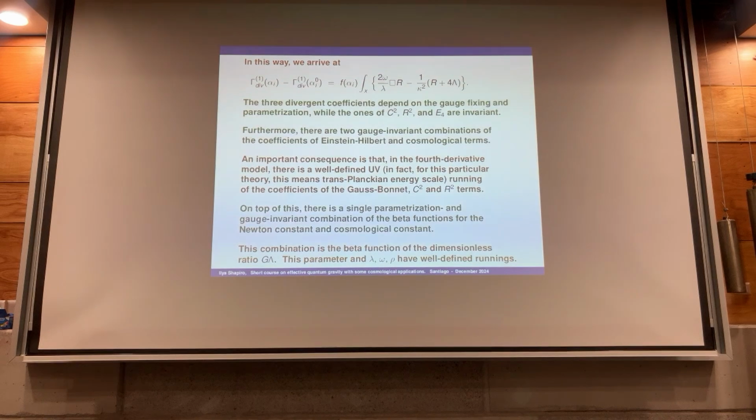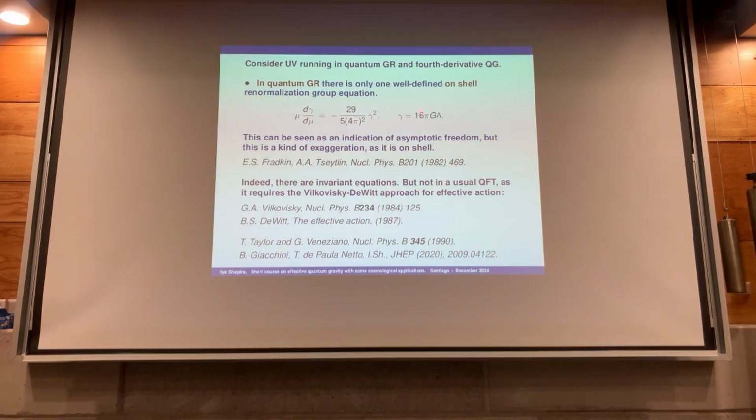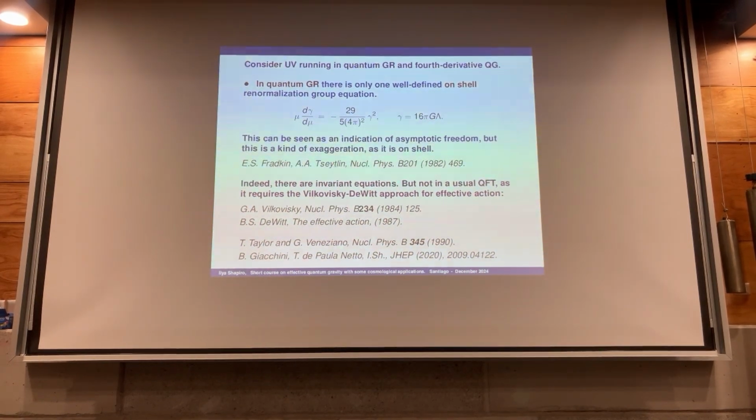What it means is that if we go from ultraviolet to infrared in four derivative quantum gravity, we're going to have trouble. For instance, this is the paper I mentioned, Fradkin and Tseytlin '82, which I say is the best paper of quantum gravity in history for me. They found that for Einstein gravity, you have this on-shell well-defined beta function, for this dimensionless quantity.